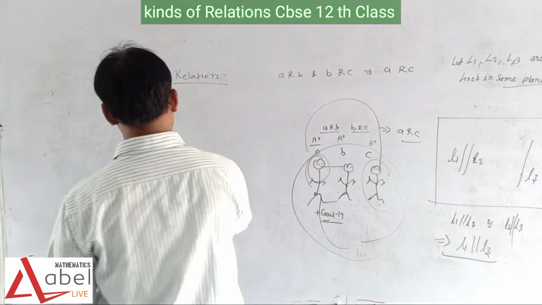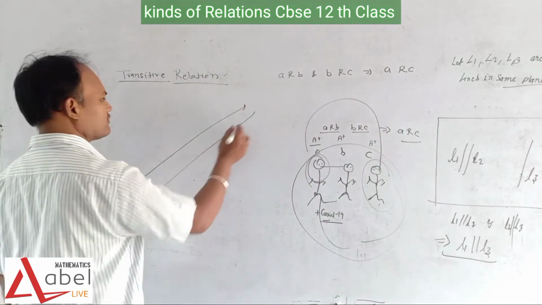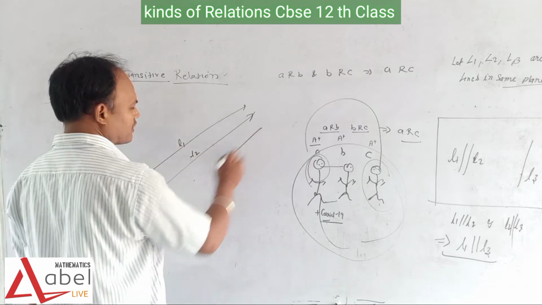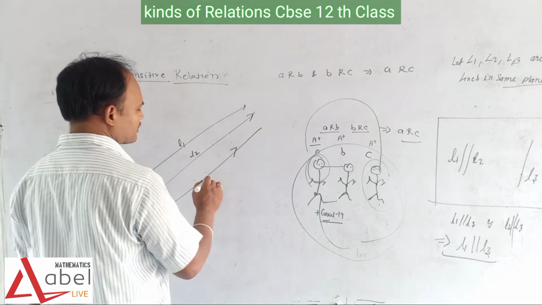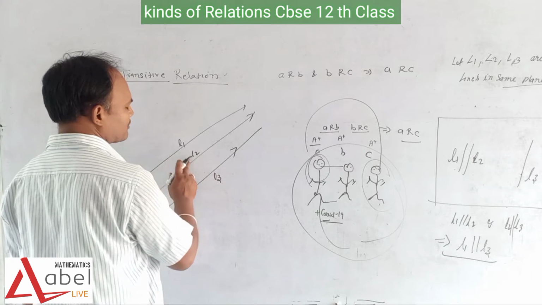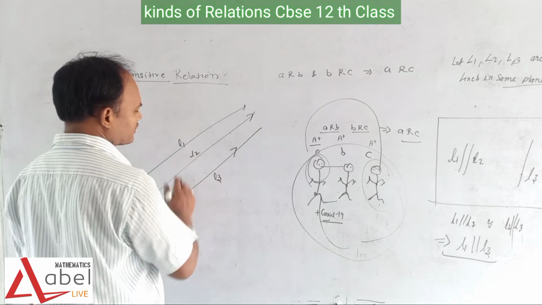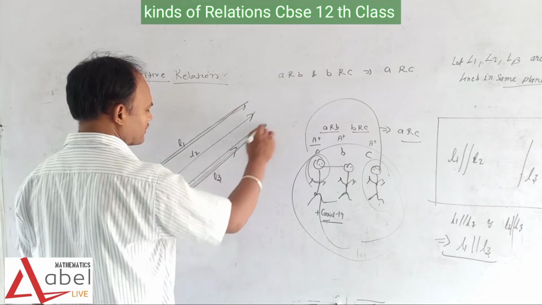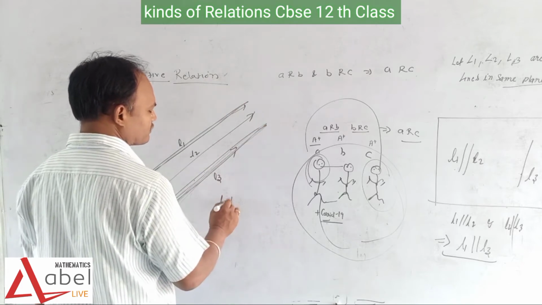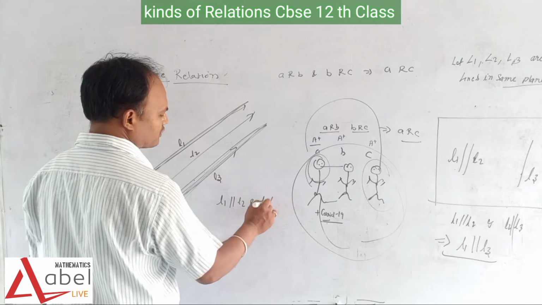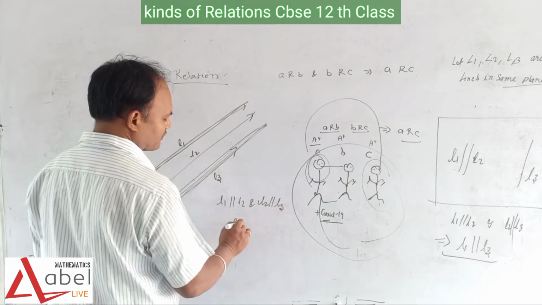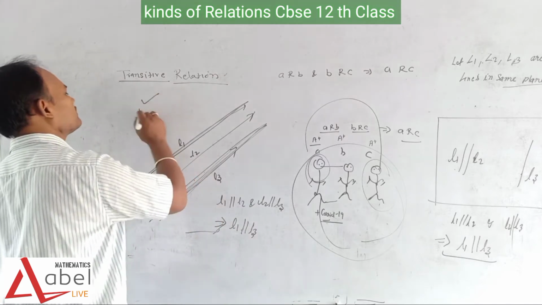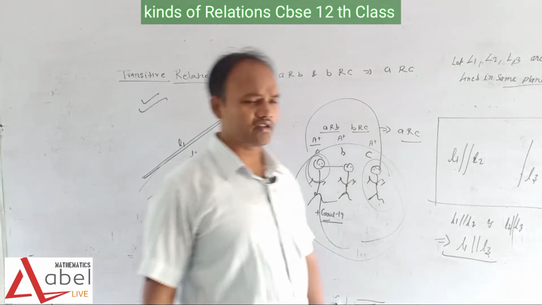Look here, this line is parallel to this line, L1, L2. Another line is also parallel, suppose it is L3. It means L1 is parallel to L2, L2 is parallel to L3, then this line is also parallel to this line. Means L1 parallel to L2, L2 parallel to L3, then L1 parallel to L3. This is a transitive relation.